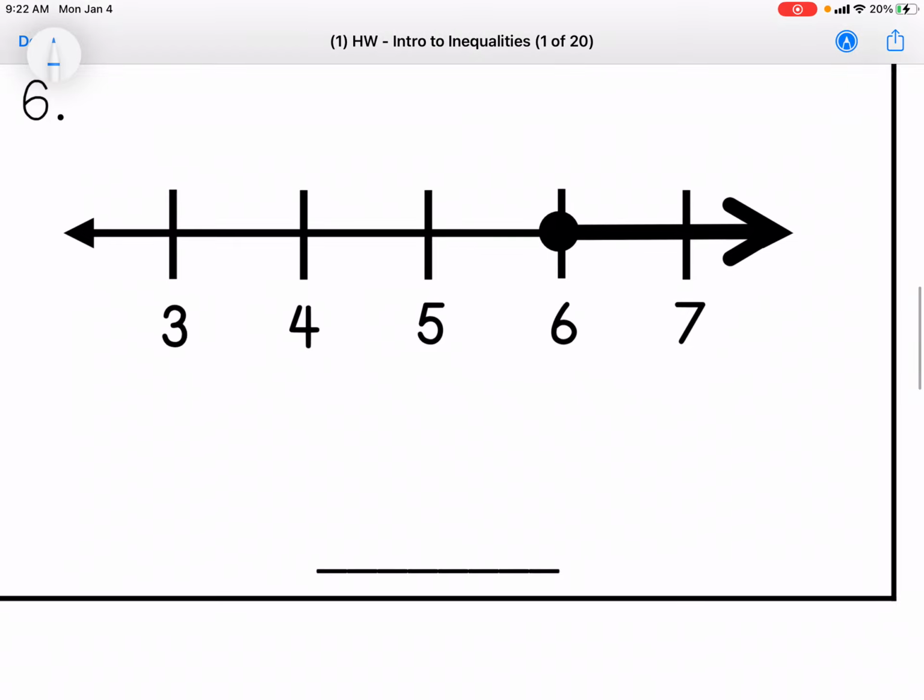All right. What number are we on? 6. X is greater than or equal to 6. It's a closed dot, so it's going to be a line underneath it. And it is greater than, so you are going to eat the X.